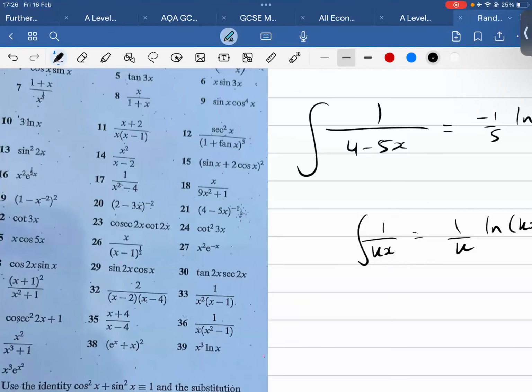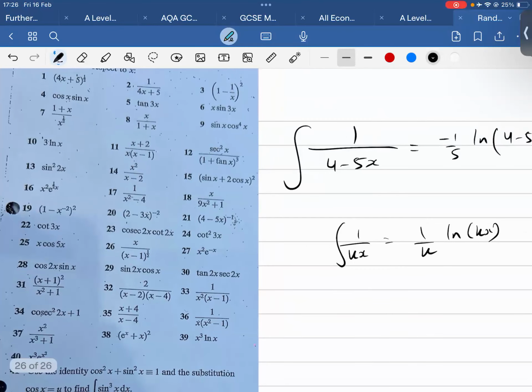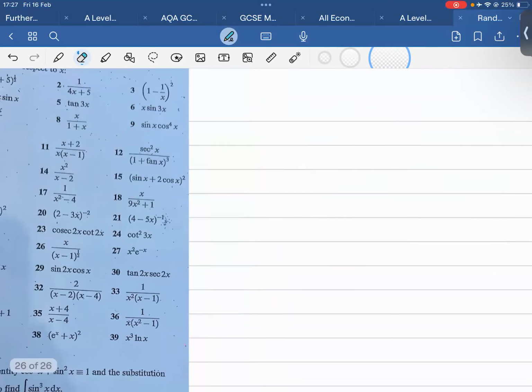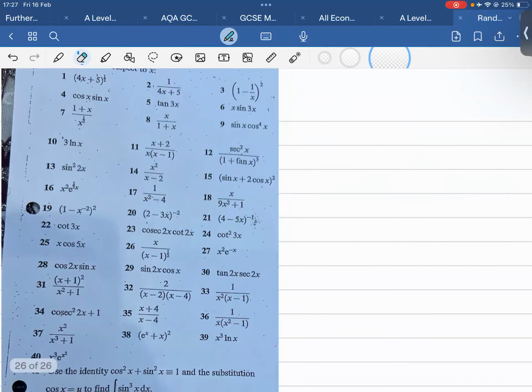Good. Question 22, easy one. But you need the formula book. So this was not an easy one.